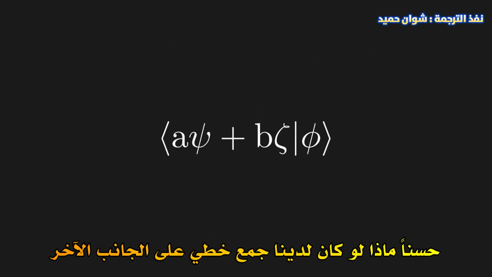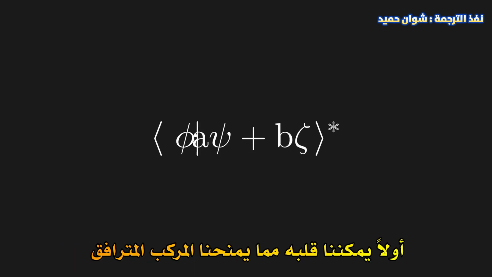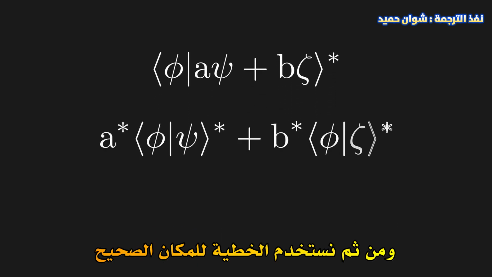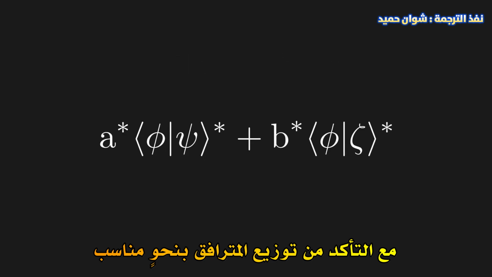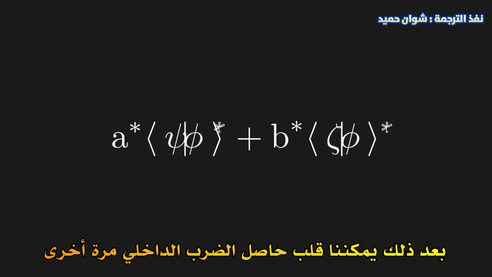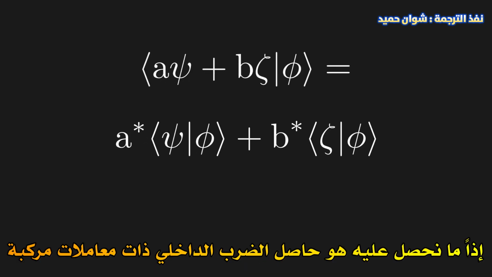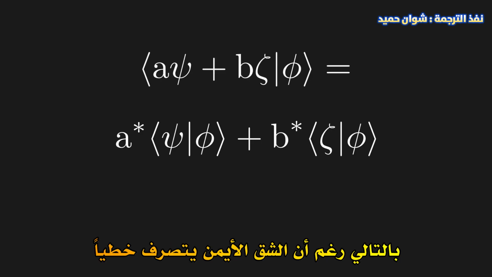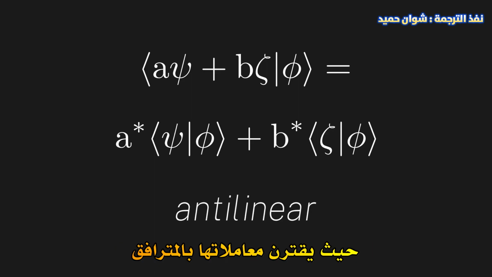Now, what if we had a linear combination on the other side of the inner product? Well, we can just apply our current rules. We can first flip it, giving us the complex conjugate. Then we can use the linearity of the right slot, making sure to distribute the conjugate accordingly. Then we can flip the inner products again, which cancels out the conjugate. So what we get are inner products with conjugated coefficients. So although the right slot acts linearly, the left slot acts what we call antilinearly, where the coefficients are conjugated.